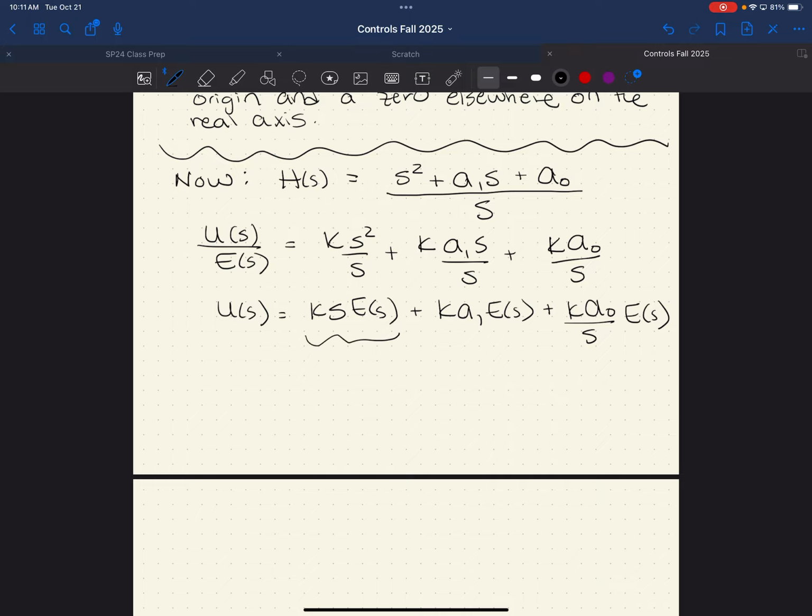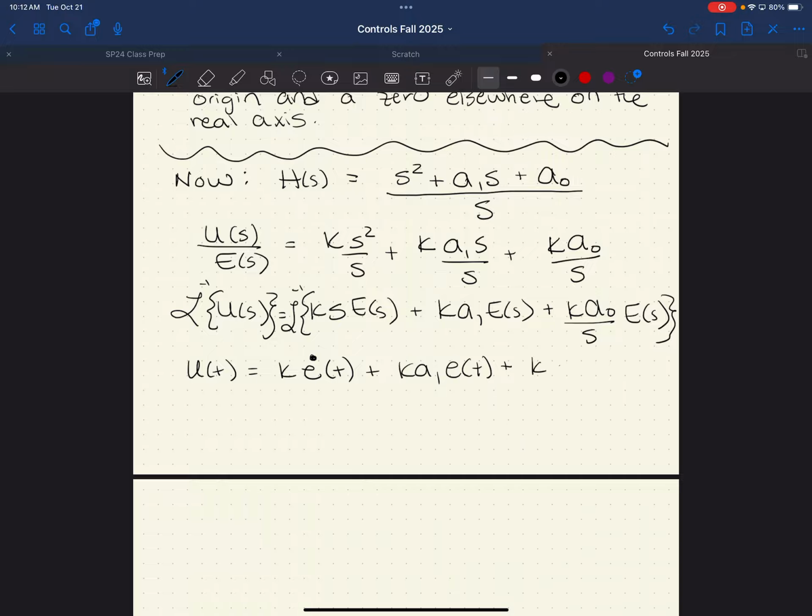So what is this one here? Derivative, because I'm multiplying by an s. What's this one? Proportional, there's no s's. And what's this last one? That's my integral, because I've divided by an s. Very good. Okay, inverse Laplace. Sorry, I'm going to be lazy here. I don't want to rewrite it. u(t) equals K e dot of t plus K a1 e(t) plus K a0 integral of e(t) dt.